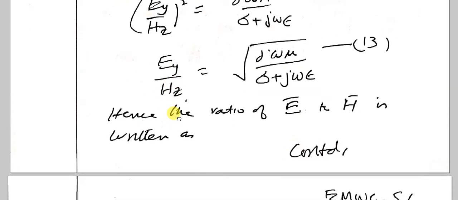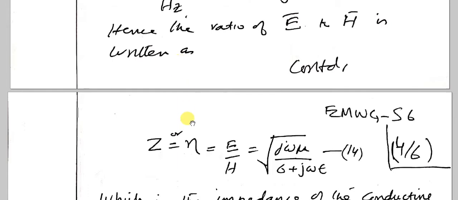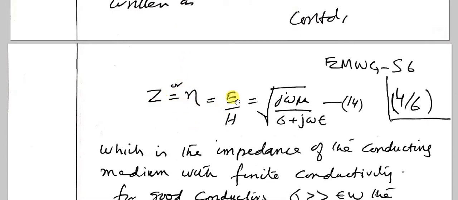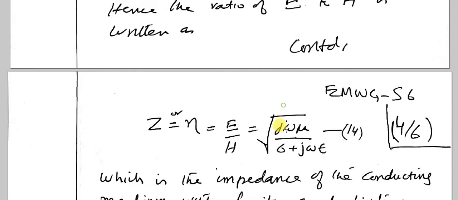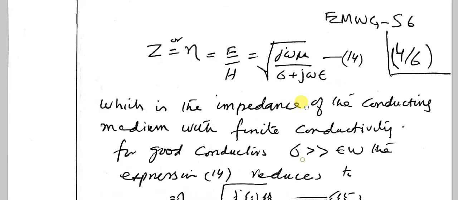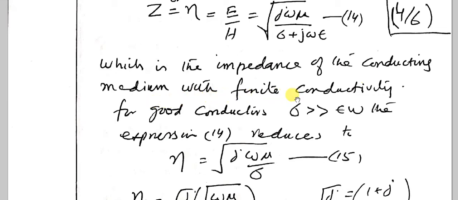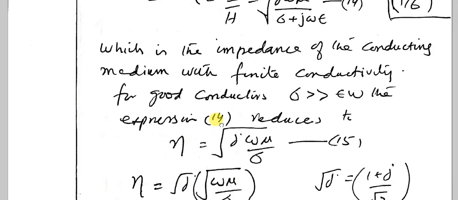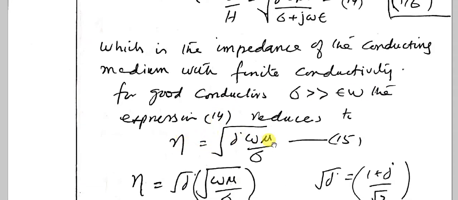Hence the ratio of E to H is written as Z or η, which is equal to E by H, the square root of jωμ/(σ + jωε), equation number 14, which is now the impedance of the conducting medium with finite conductivity. For good conductors, let's say sigma is very large, for very large conductivities σ is much greater than ωε, and expression 14 reduces to η equal to the square root of jωμ/σ.